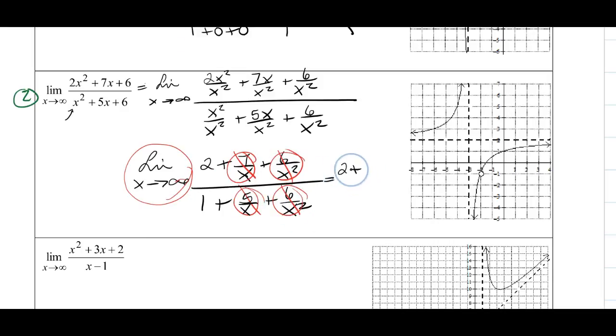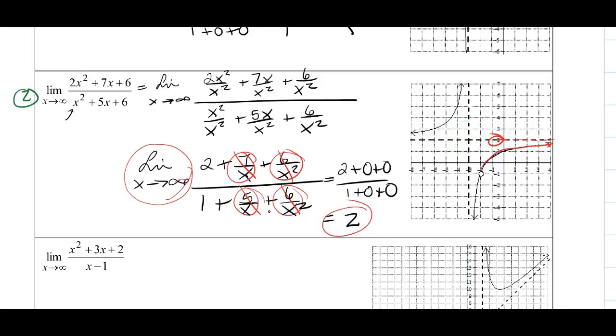This gives me 2 plus 0 plus 0 over 1 plus 0 plus 0, or 2. And if we looked at our graph and approached positive infinity, we would see we're approaching this asymptote here, which is at y equals 2.